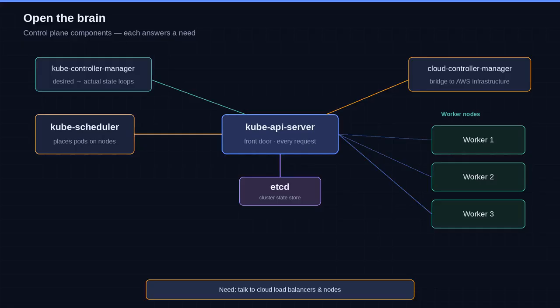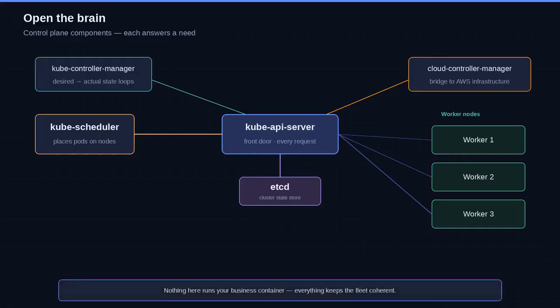The Kube scheduler watches for pods that need a home and chooses a worker node based on resources and constraints. The Kube controller manager runs control loops that constantly compare desired state to actual state and nudge the system back. Restart this, scale that, replace what died. And the cloud controller manager is the bridge into AWS itself. Load balancers, nodes, routes, the cloud-shaped edges of the cluster. Notice the pattern. Nothing here runs your business container. Everything here keeps the fleet coherent.